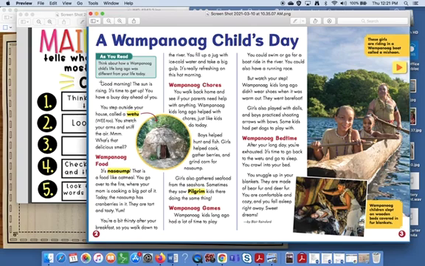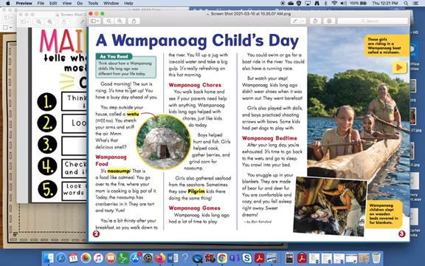So I'm going to read this article and I'm going to start looking at what we think the main idea is. So as you read, think about how a Wampanoag child's life long ago was different from your life today. I would love it if you would also whisper read along with me as I'm reading to give you some practice.